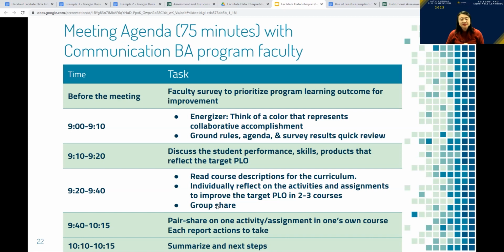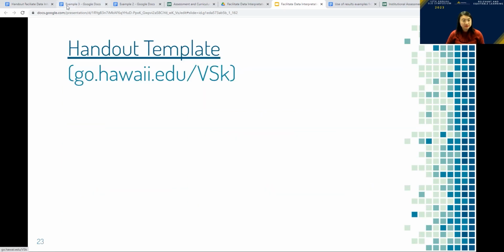Group share. Then from the big picture, they focus on themselves. Think about the one thing they can do in their own course, and then share with peers in breakout rooms. Summarize next steps. So let's take a look at the handout.